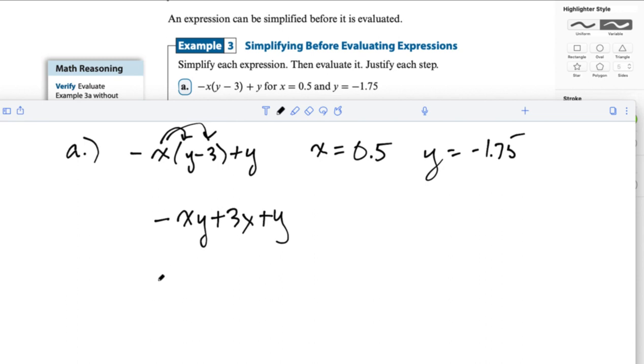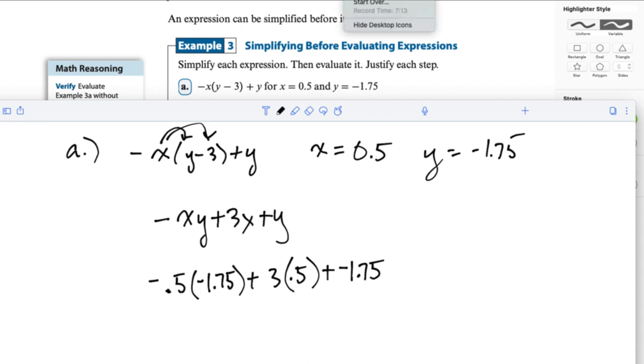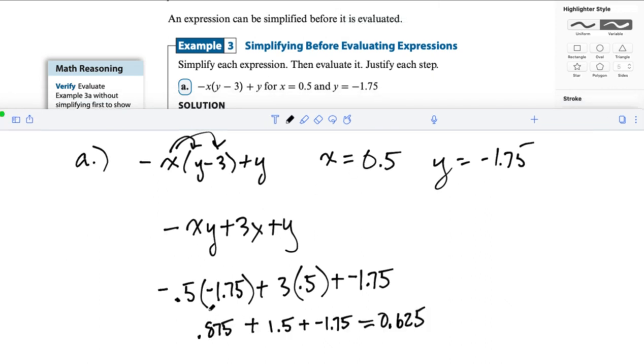So, all right, cool. So we're going to take our 0.5. We're going to multiply it, our negative 0.5, sorry, negative x, so negative 0.5, by negative 1.75 plus 3 times 0.5. And then we're going to add to that a negative 1.75. So, okay, after some little math cheating, we multiplied these together, multiplied these, added it all up, and our answer is 0.625. Awesome, awesome, awesome.